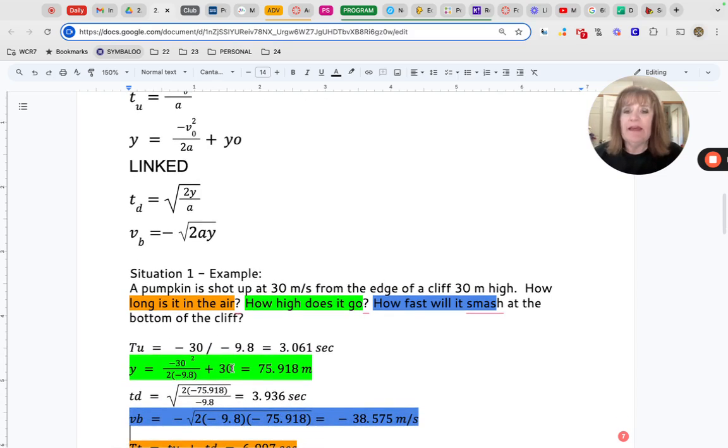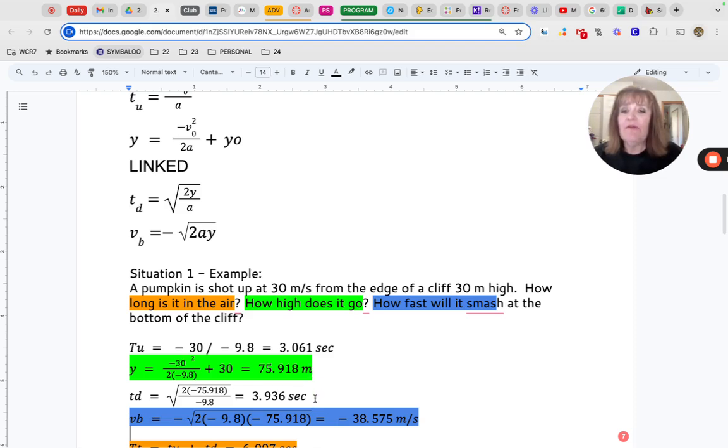Time up is a negative 30 divided by negative 9.8, or a positive 3.061 seconds. The ultimate height is the initial velocity squared divided by 2a. Notice it's negative, negative, so it turns out to be positive, plus the initial height, to give us an ultimate height of 75.918 meters.